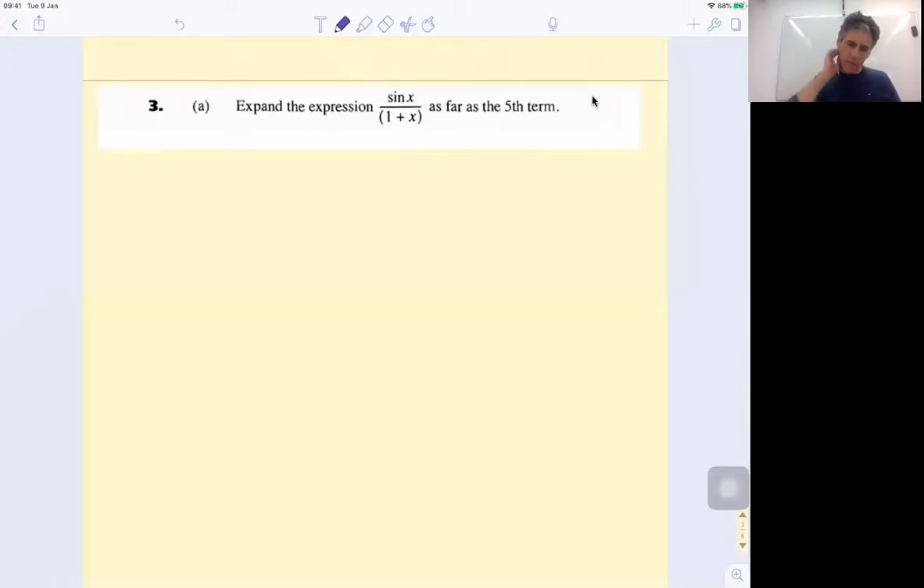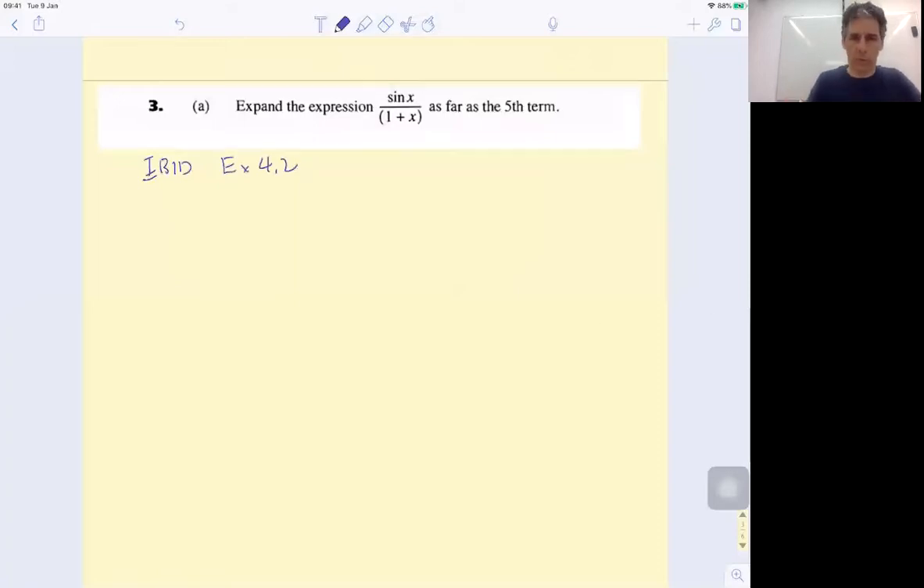Okay, next up is question 3A. I believe this is from the IB book, exercise 4.2. Let me do a quick check on that. Yes, 4.2, number 3A.